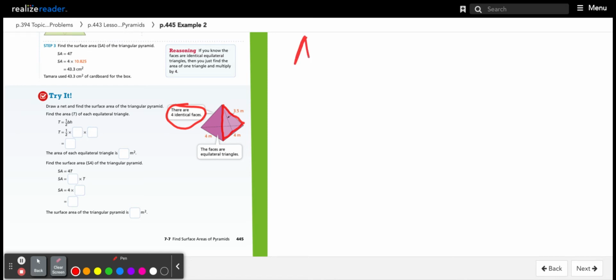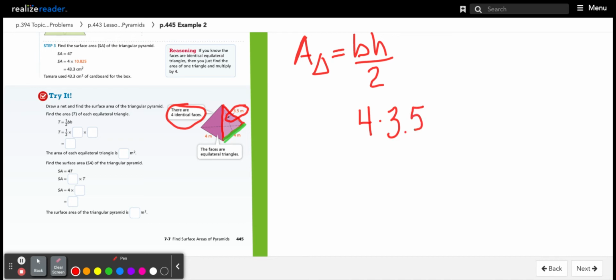The area of a triangle is base times height divided by 2. Okay, so now I'm going to look at my picture. Well, my base is 4. So I have 4 times my height, let's look at the arrow here, is 3.5. So 4 times 3.5 divided by 2. I'm going to put that into my calculator. My area of my triangle, so it's the area of 1 triangle, 1 face of this 3-dimensional shape, 4 times 3.5 divided by 2 is 7.